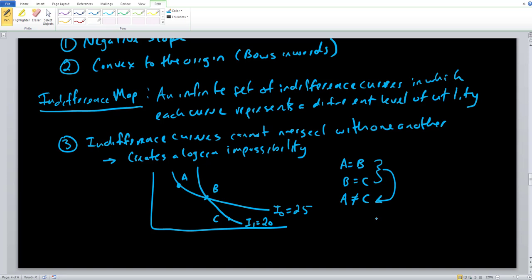So any indifference map that we take a look at, the curves are always going to be parallel lines away from one another. So these are the three properties of these indifference curves. They cannot cross, they have a negative slope, and they are convex to the origin.